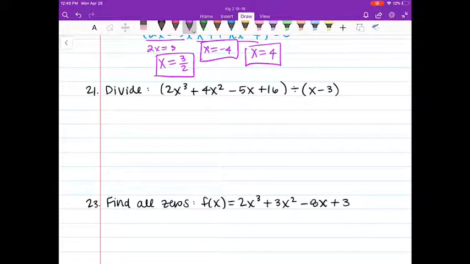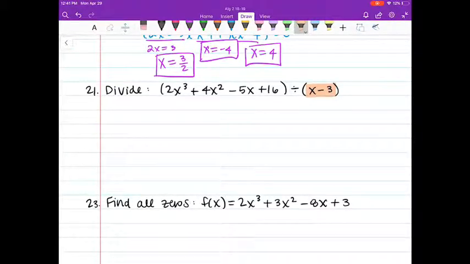Number 21, I'm asked to divide, and in the instructions they say I can either use synthetic division if possible, or polynomial long division. Thankfully for us, since what we're dividing out is x minus some nice looking number, we are able to divide using synthetic division.